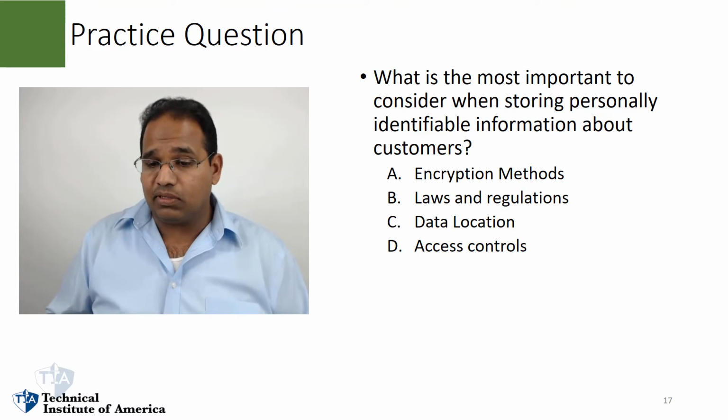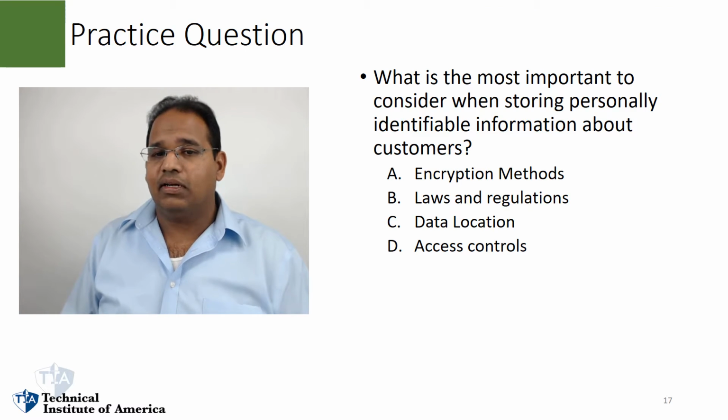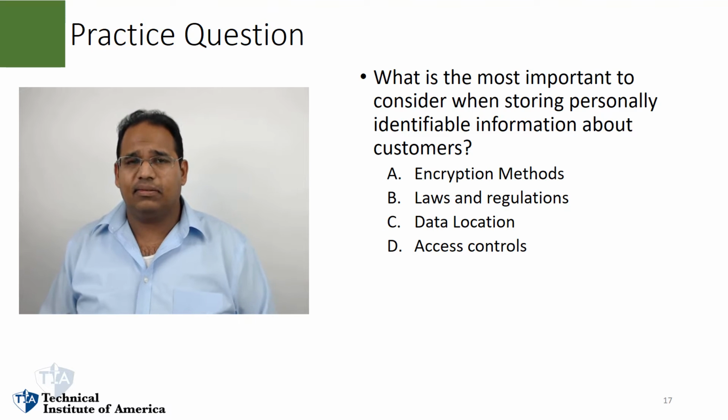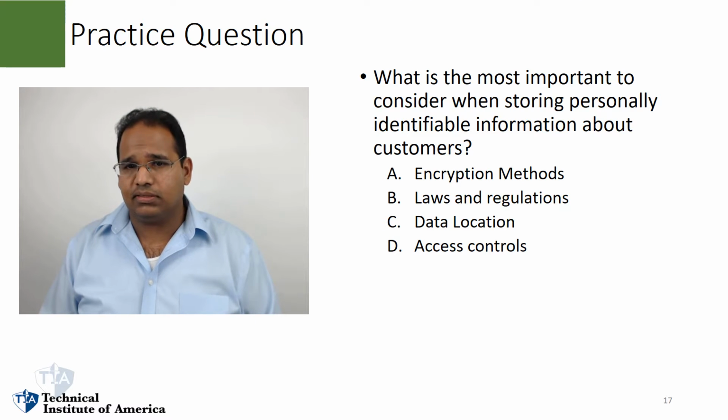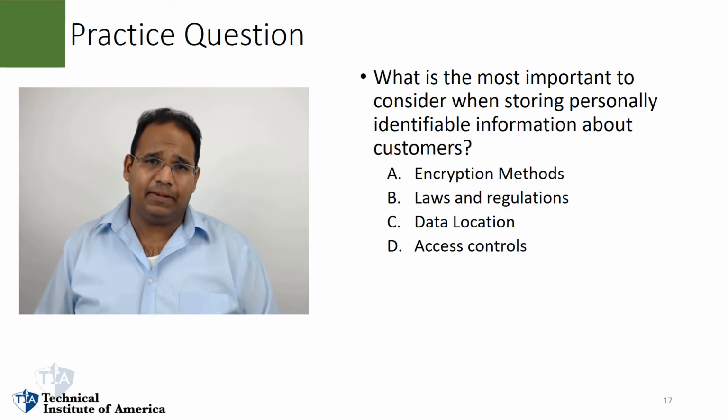So basically, we're storing customers' PII. What is the most important thing we should be considering? A, encryption methods. B, laws and regulations. C, data location. D, access controls. Okay, what answer did you get?